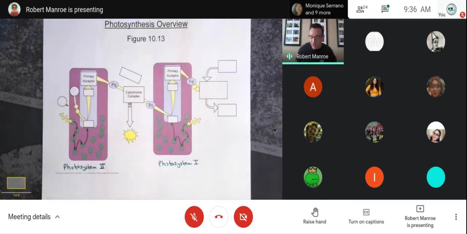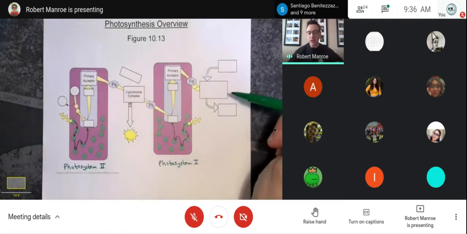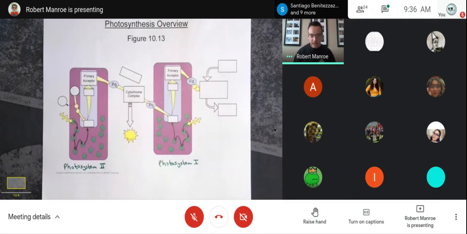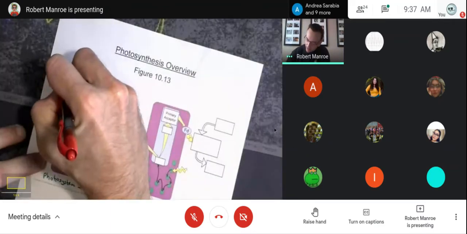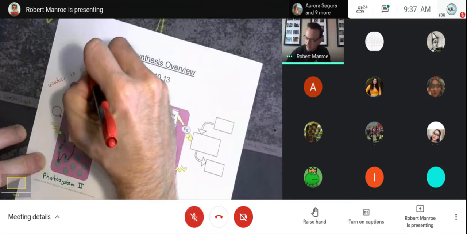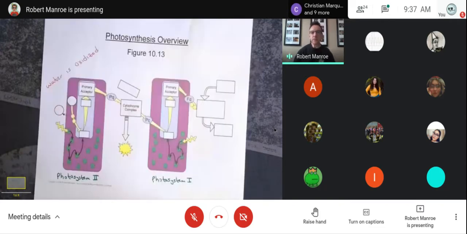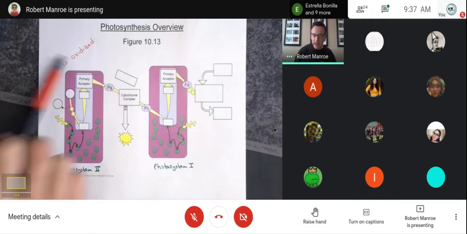You already know about 80% of this diagram. There's actually just a couple things new. There's something new here, and something new here. You know everything else. So the whole point of photosystem 2 is water. This is all about water. Well, what happens to water inside of plants? Water is oxidized. So the whole point of photosystem 2 is to oxidize water.